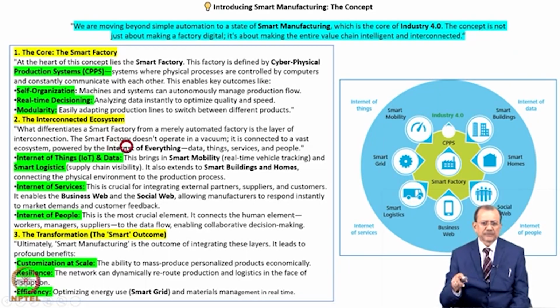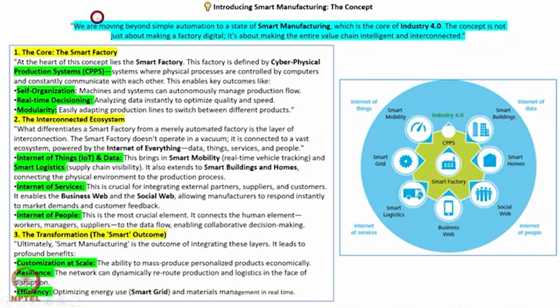Then there is the interconnected ecosystem, where everything is connected. That is the Internet of Things. So everything is connected in your ecosystem: data, all your equipment, and people are connected to the factory all the time. What is happening in this machine is called a connected environment. We have also discussed IoT. So all this is required for building smart manufacturing.